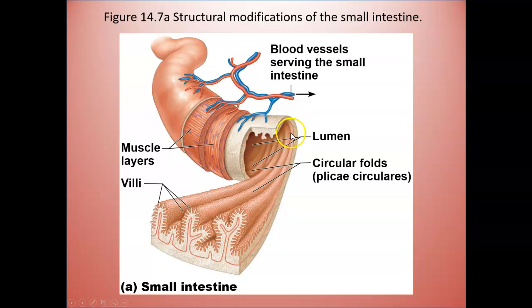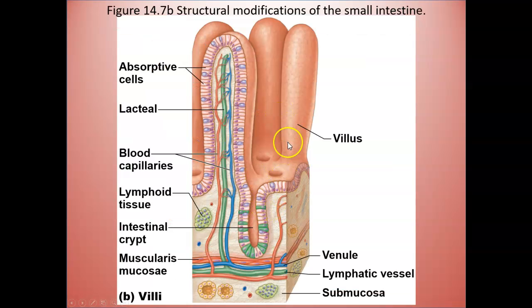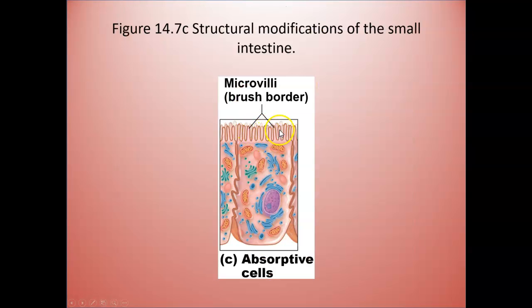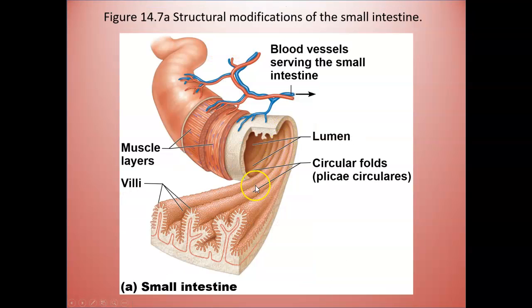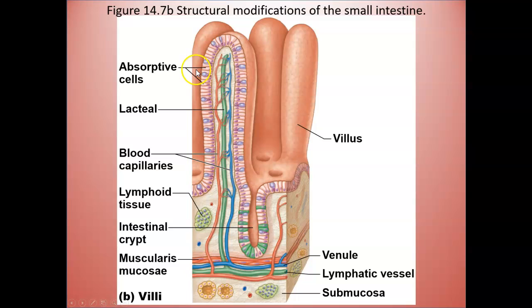All right, so here we are looking at it. So here you can see these big folds, the circular folds. You can see these little finger-like projections all over, and those are the villi. And then if we go one more layer deep on the surface of the villi, you're going to have these little microvilli that stick up on the top. So we're going in order: our circular folds, right? Then we have the villi on the top.